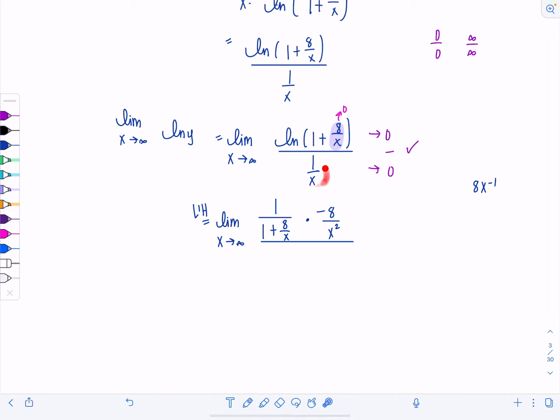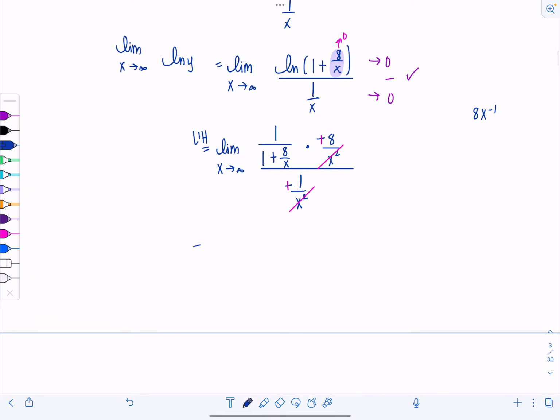Good. Now, derivative of the denominator, that's x to the negative first, so the derivative is going to be negative 1 over x squared. Okay. Oh, this is nice. Look at this. These negatives cancel. In fact, these x squareds cancel. So now all I have is the limit as x goes to infinity of 8 over 1 plus 8 over x. And then if x goes to infinity, 8 over x is going to 0. So I'm just left with 8 over 1, which is 8.